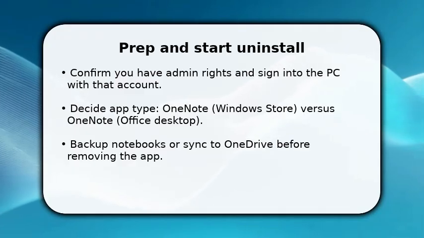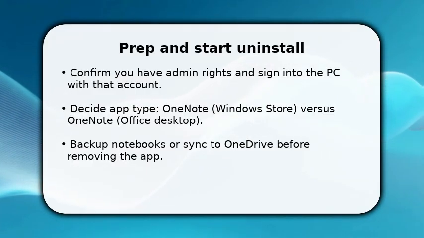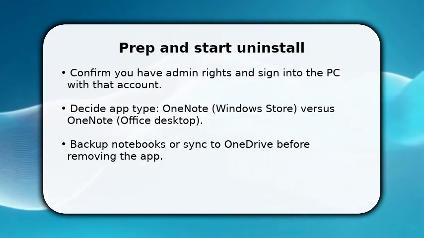You're starting with 2 quick checks. Make sure you're signed in as an administrator and your notebooks are backed up or synced to OneDrive. Once done, identify which OneNote you have, the Store app or the Office desktop version, because removal methods differ. Next, open Settings, Apps and Features, and search for OneNote. This gets you to the primary uninstall control.